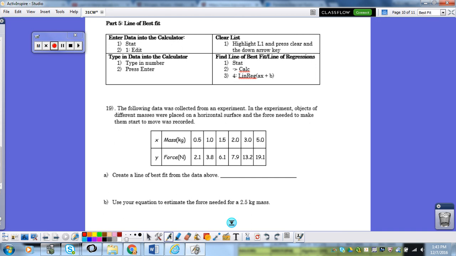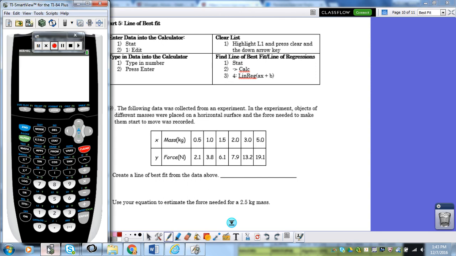The following data was collected from an experiment. In the experiment, objects of different masses were placed on a horizontal surface and the force needed to make them start to move was recorded. Okay, that's a lot of words. Basically, let's just look at the chart. Your X is mass, Y is force. So we have to create a line of best fit or line of regression from the data.